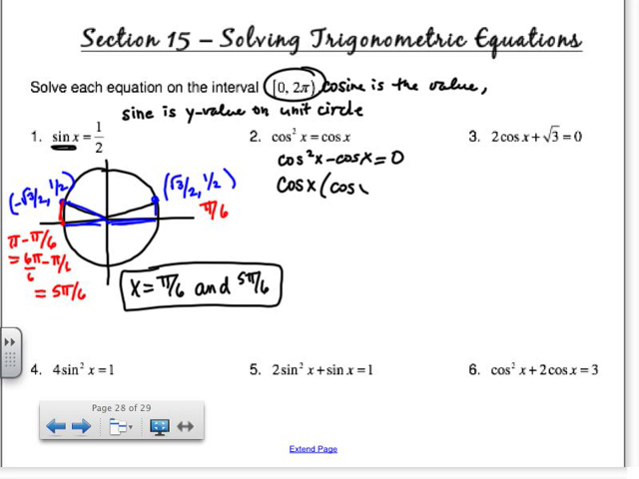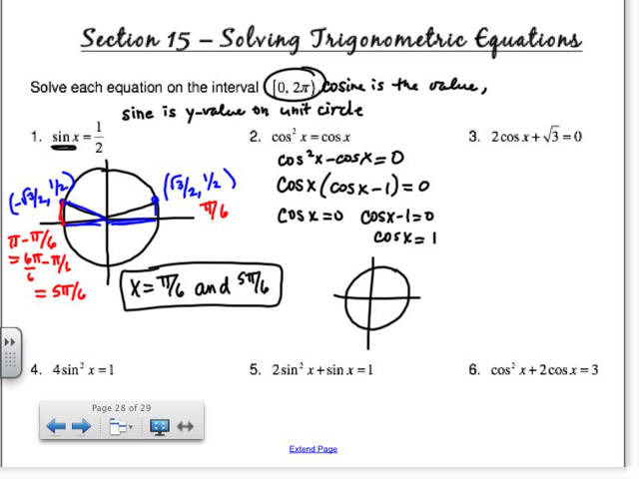Okay, so then I could have cosine of x equals 0, or cosine of x minus 1 equals 0. In other words, cosine of x equals 1. So you're saying on your unit circle, where is your x value equal to 0? So x equals 0 here and here. And then you're also saying, where is your x value equal to 1? So that one happens right there. So there are 3 different locations.